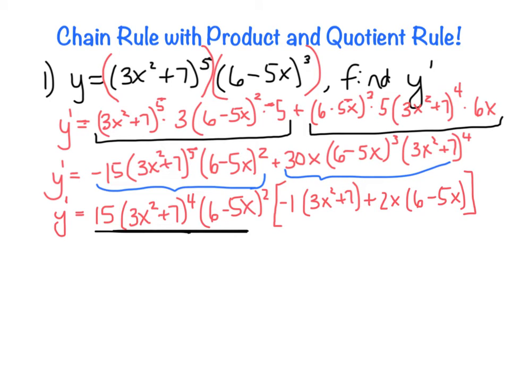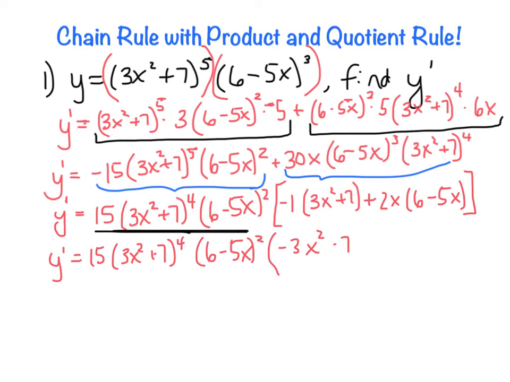Okay, and that's the end of that parenthesis. So now we just want to clean up what's inside that parenthesis, and then we should be done. So 3x squared plus 7 to the fourth, 6 minus 5x to the second. Okay, so inside this bracket, I'm going to distribute the negative 1, so negative 3x squared minus 7. And then I'm going to distribute this 2x through, so I'll have plus 12x minus 10x squared.